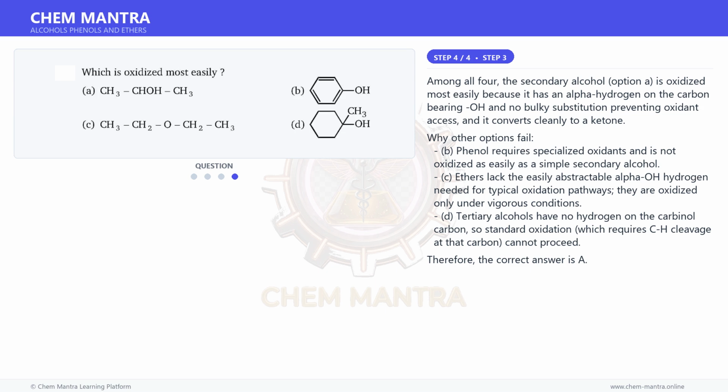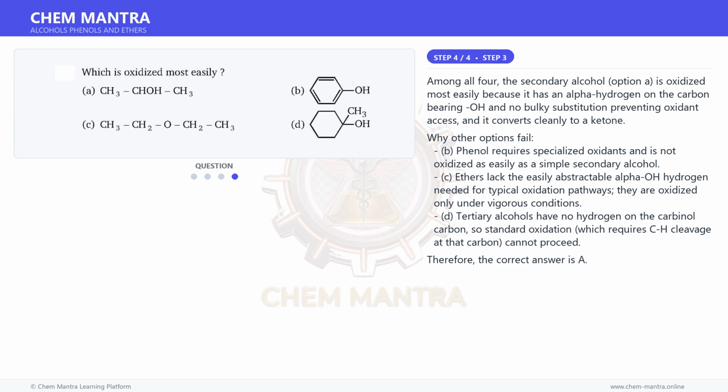Why do other options fail? B. Phenol requires specialized oxidants and is not oxidized as easily as a simple secondary alcohol. C. Ethers lack the easily abstractable alpha hydrogen needed for typical oxidation pathways. They are oxidized only under vigorous conditions.